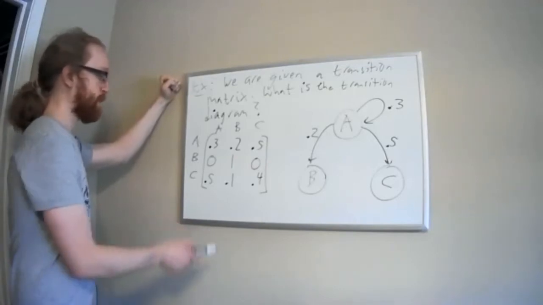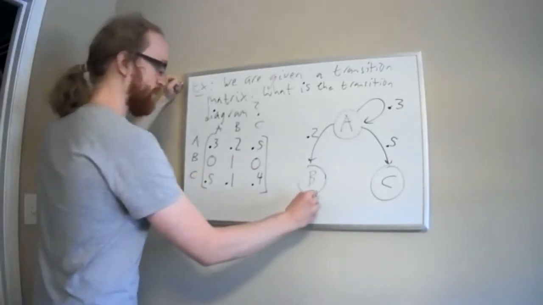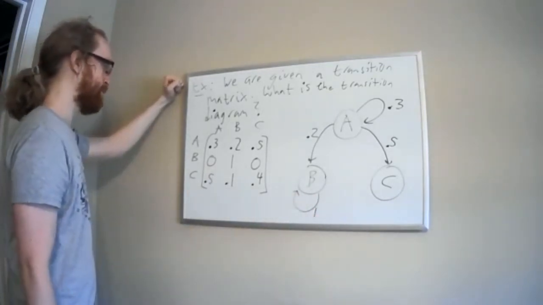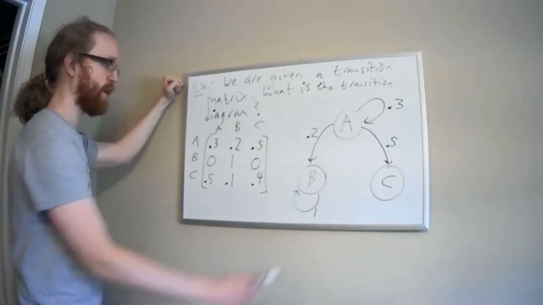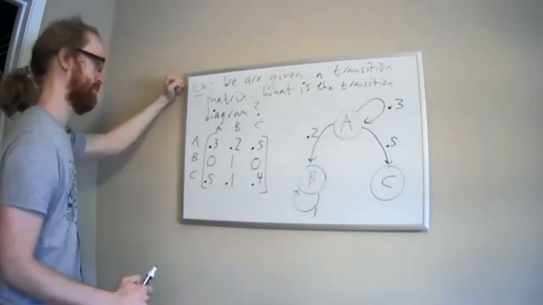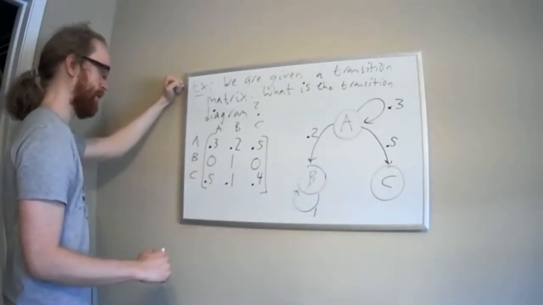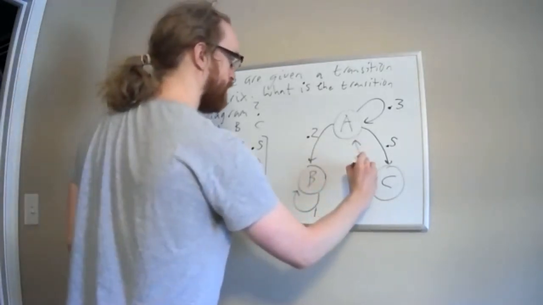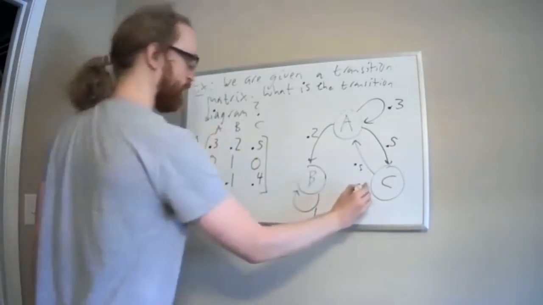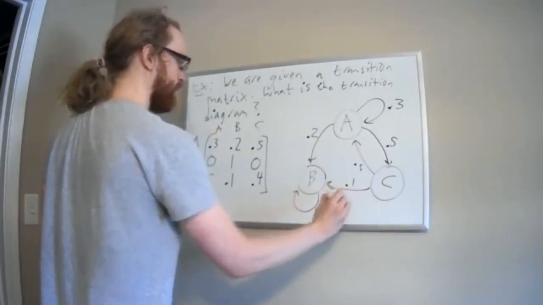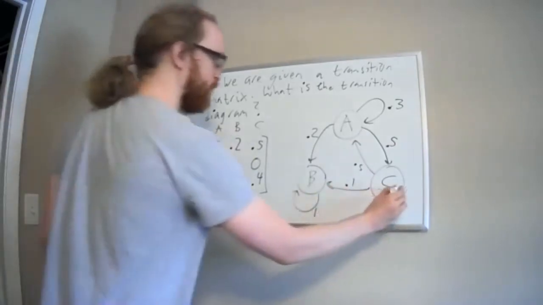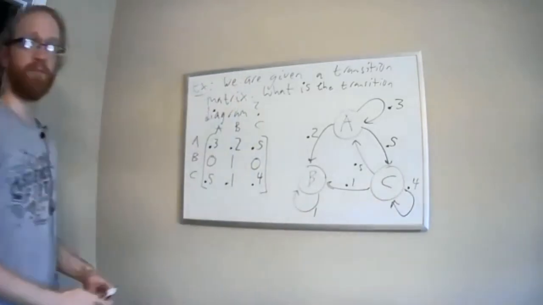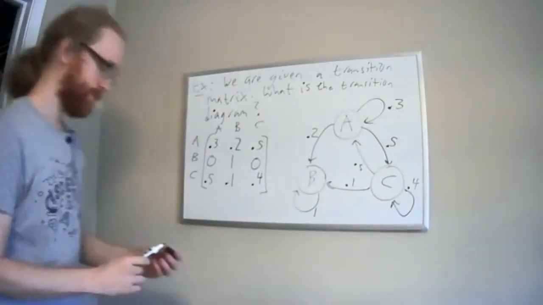Okay, so the probability of going from B back to B is 1. And then the probability of going from B to C is also 0, so there's no arrow from B to C either. And then finally, there's an arrow from C to A with a 0.5. There's an arrow from C to B with a 0.1. And there's an arrow from C to C with a 0.4. And so this is my complete transition diagram from this.